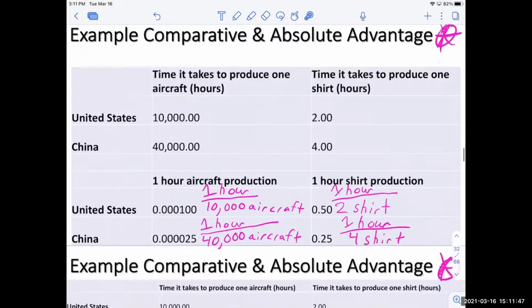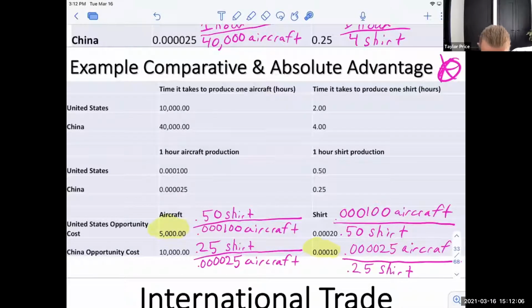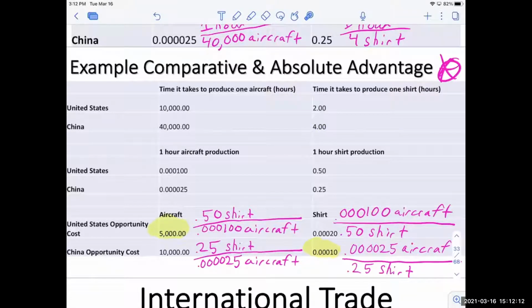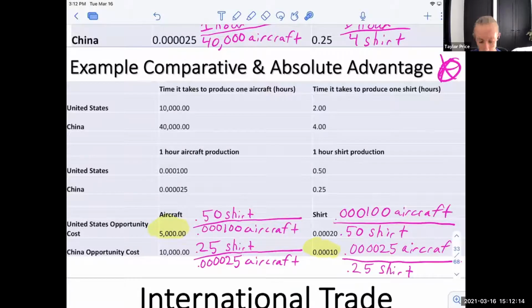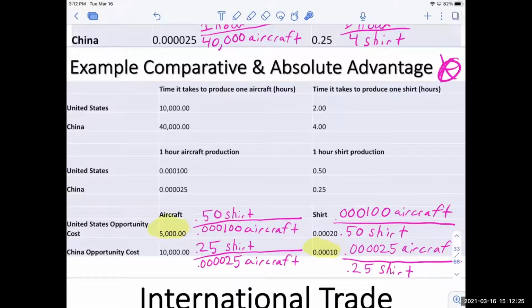Professor, I have a question. If the time it took to produce one shirt for both US and China was 2 hours, would you still need to convert into the same variable? Oh, okay. I see what you're saying. So for example, if this was actually 2. Yes. The reason is that even though their shirt production would be the same, the aircraft production would still be different. Okay, thank you.